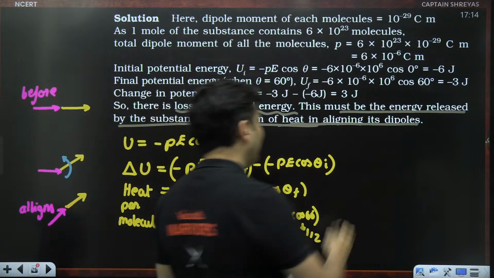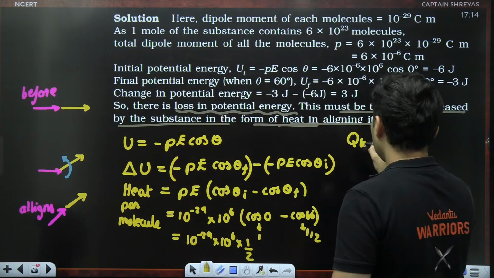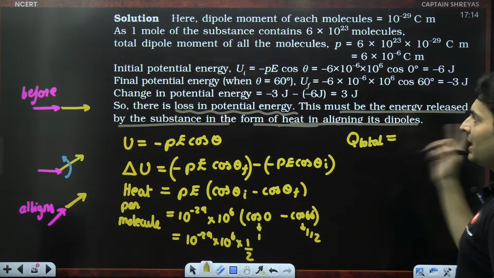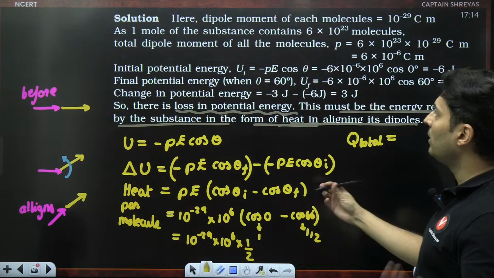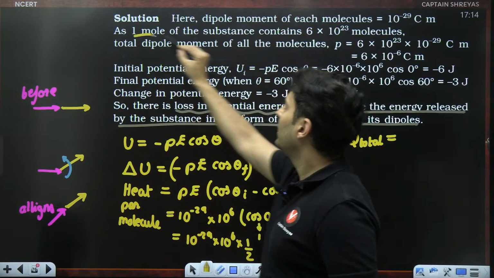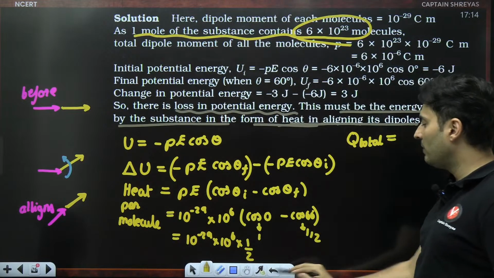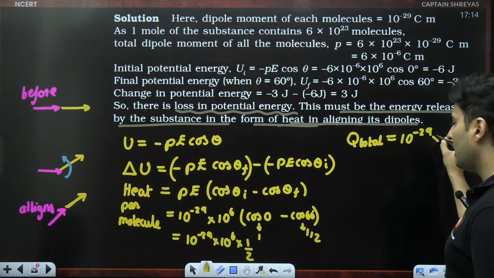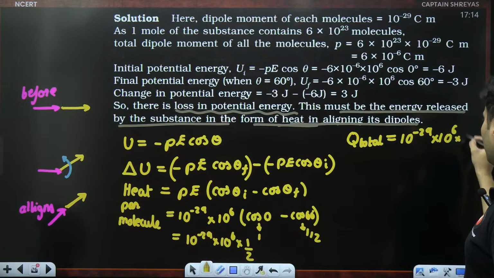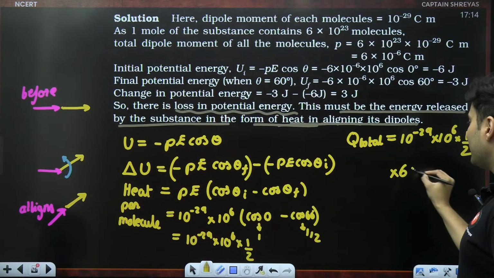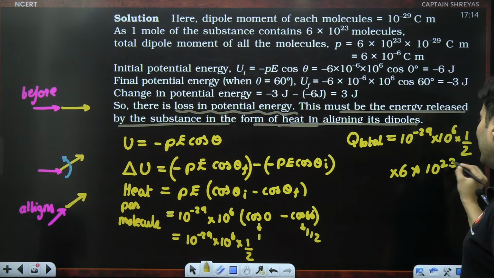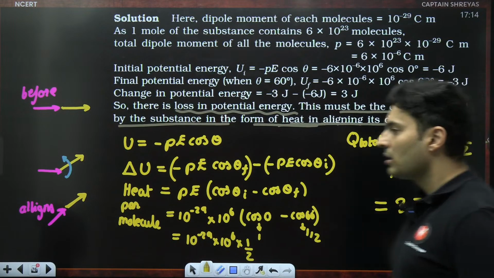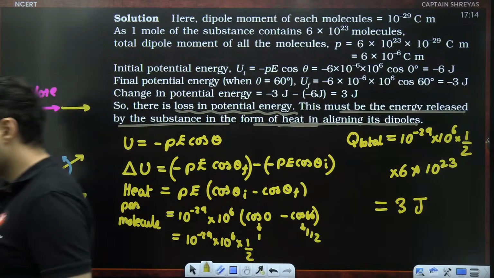When we want to find the total heat, whatever you get per molecule, you multiply it by the Avogadro number for a mole. For a mole, it is nothing but 6 into 10 to the power 23. So whatever you get, 10 to the power minus 29 multiplied by 10 to the power 6 multiplied by half, you multiply it by 6 into 10 to the power 23. Solving this, you get the answer as 3 joules.